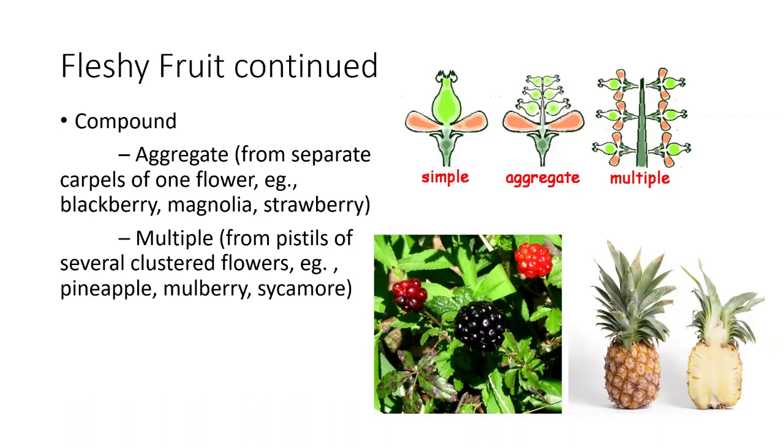So there's a couple of types. Aggregate. One of the best examples is going to be a blackberry or strawberry, many of your aggregate fruits. And again, that means that they produce from a single ovary, and they have multiple flowers. Multiple fruits are going to be produced from multiple ovaries or multiple pistils, aka the female part, and they produce multiple flowers. Mulberries, pineapples, and sycamores are a good example of that.